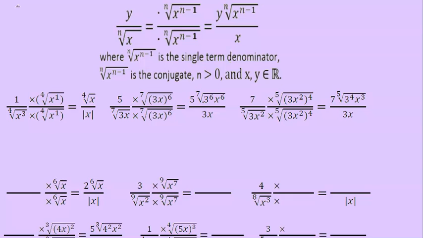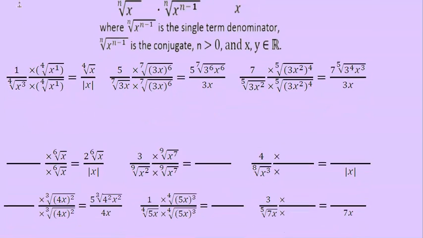We multiply it out, and you'll just be left with x at the bottom, whatever number this was. And at the top we have y times the nth root of x to the n minus 1 power. We are rationalizing a denominator. You want only natural numbers in the denominator if possible. The first 3 examples are done for you.